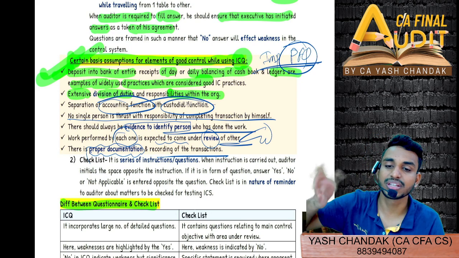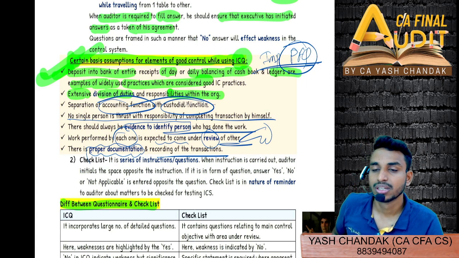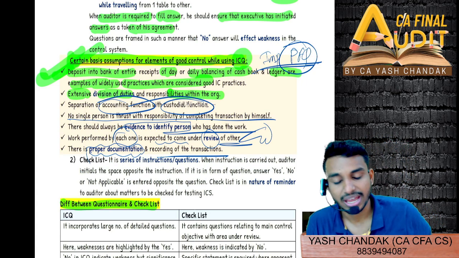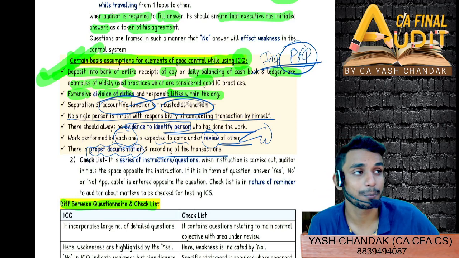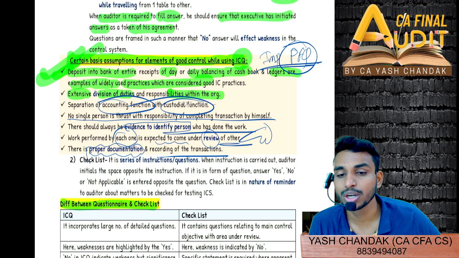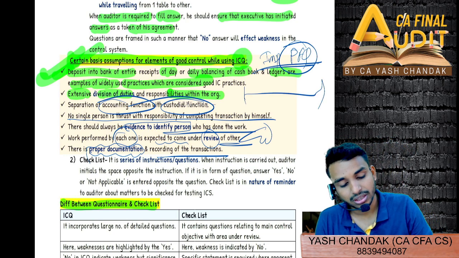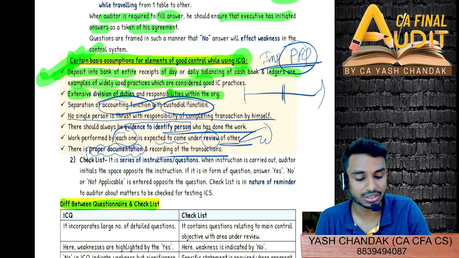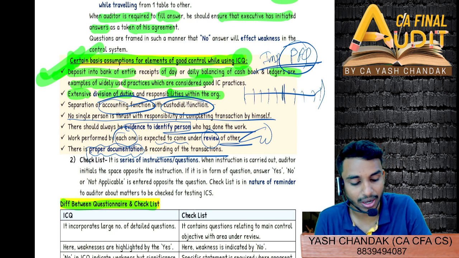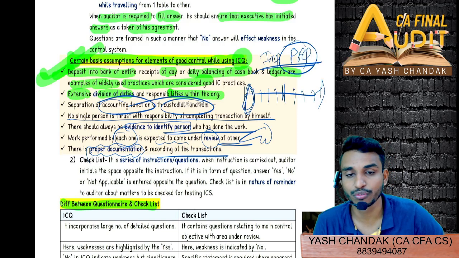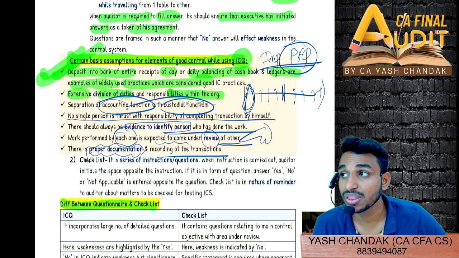Say no single person shall handle the transaction from start to end. SOD should be there. Separation of accounting function and custodial function. Extensive division of duty should be followed. That means you should not be allowed to do major tasks of an entire transaction. Suppose if the transaction is there, you should not be doing half of the transaction. Instead, you could divide this into further parts and do a few parts only, one or two. So extensive division of duties, like what we see generally in large corporates, large MNCs.